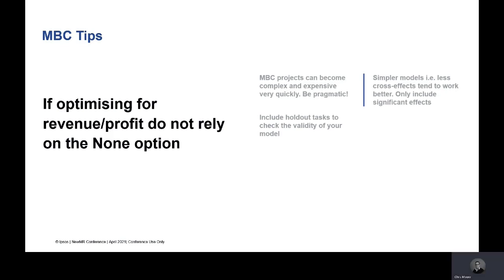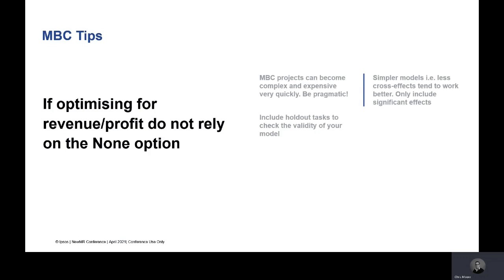A key element here is that if you are doing some sort of optimization analysis, don't rely on the non-option. It's typical that in any conjoint you have a non-option, so you allow people to not select anything and say, I would not choose it. That's to mimic people walking away, for example. But in survey research, respondents don't use that as much as they would in the real world, because they're actually trying to help us by answering the surveys and giving their preferences.